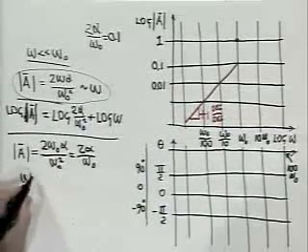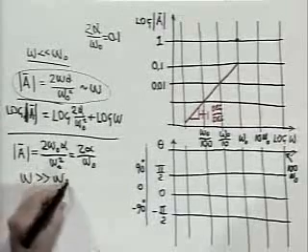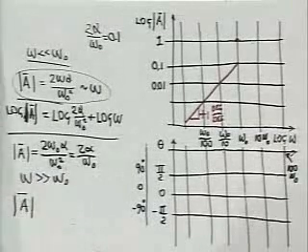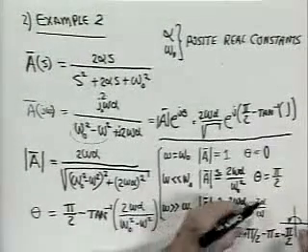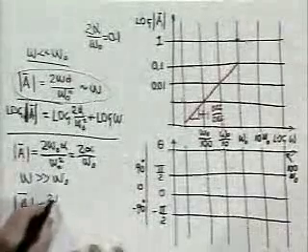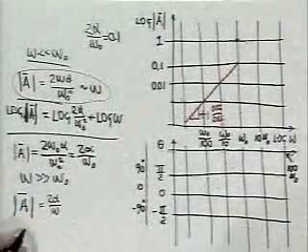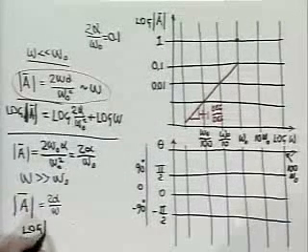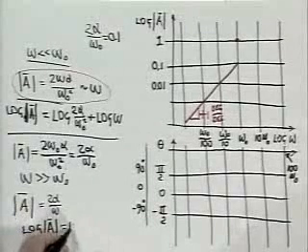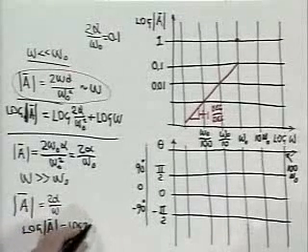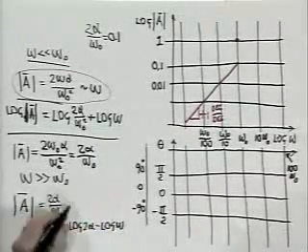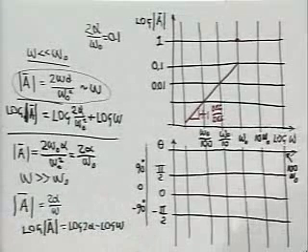For omega much, much greater than omega naught, magnitude of A is just 2 alpha over omega. So log magnitude A equals log 2 alpha minus log omega. It's the logarithm of a quotient, so it's the difference of the logarithms.